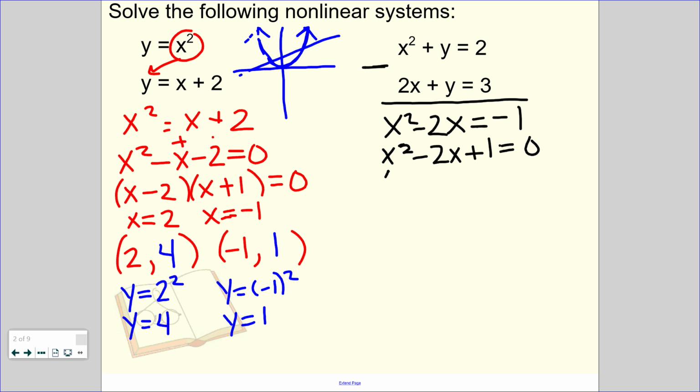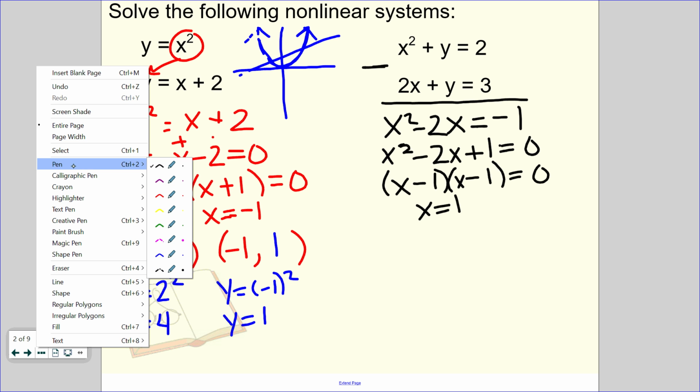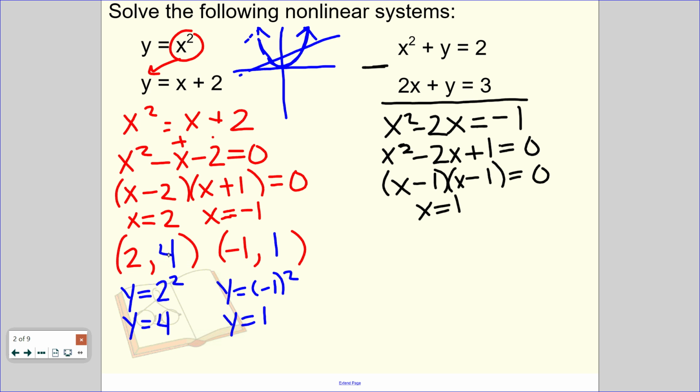And then I'm going to factor. If I factor this, I'm looking for two numbers that multiply to 1 and add to negative 2. Those numbers are negative 1 and negative 1. Which means the only solution I'm going to get out when I set those equal to 0 is x equals 1. Which now means when I go back to my original equations, I only have one number to plug in, and I'm going to have one point of intersection.